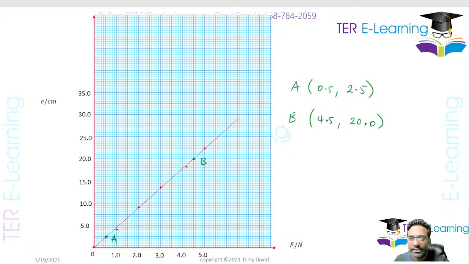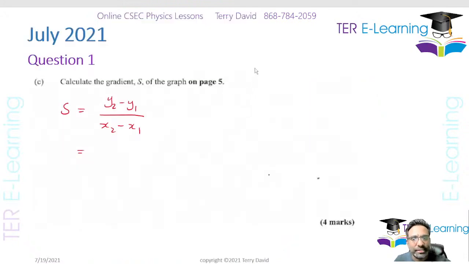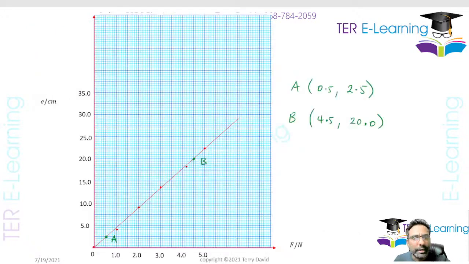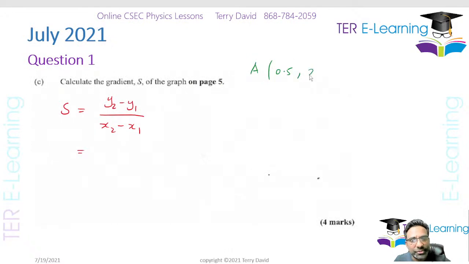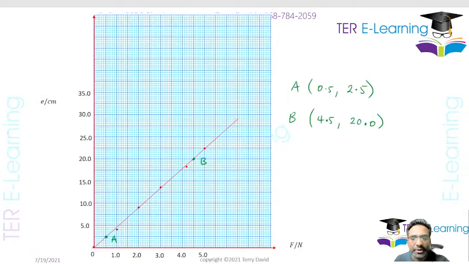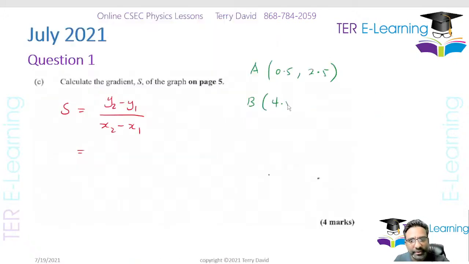So let's use those points here. The point A is 0.5 against 2.5, and the point B is 4.5 against 20.0. But what I typically tell my students to do is to label these points. If you don't label it, you're going to run into problems. So I'm going to call A my x1, y1, because our coordinate is an xy value, and I'm going to call B x2, y2.